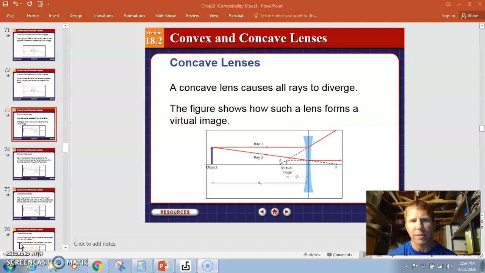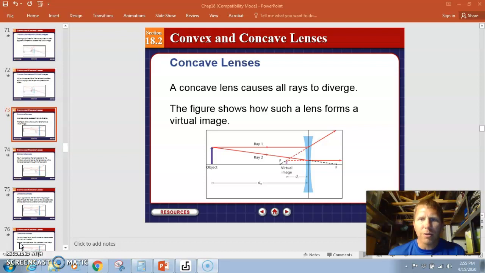Okay, this will probably be the last video on the lenses chapter unless I happen to forget something and make a short one to finish it up. So today it's going to be about concave lenses.